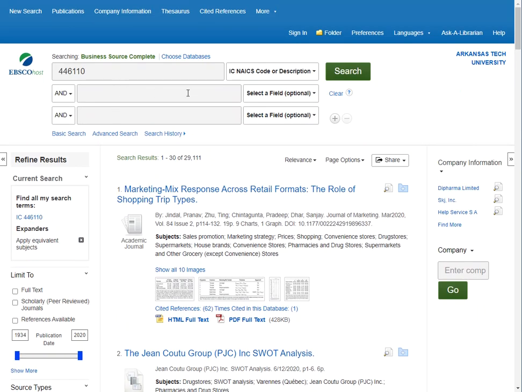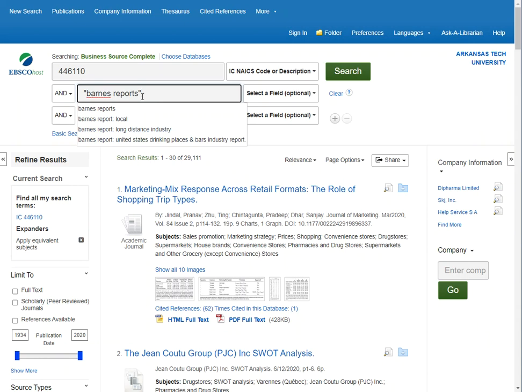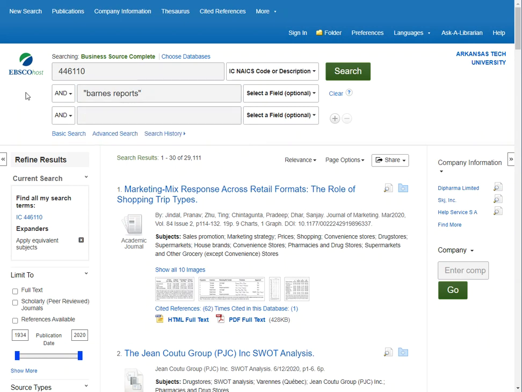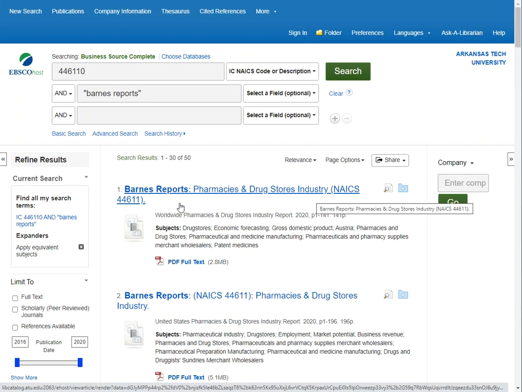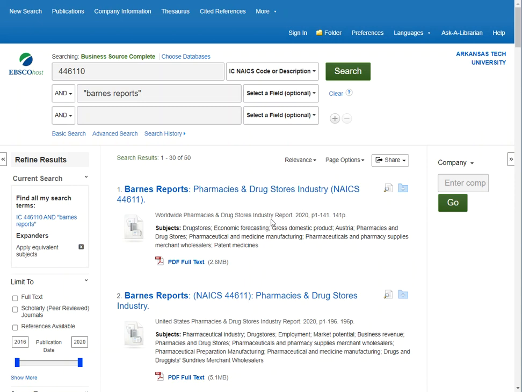Okay, so let's try this. How about if we put that search term in there? Now here's why I put the quotation marks around it, so it will keep this together. If you don't put the quotation marks around it, it's just going to look for the word Barnes or the word reports around there. And click on search there. And boom, there you go. Barnes reports, pharmacy and drugstores industry. Okay. Barnes reports, and notice it's the worldwide one here and it's the United States one here.